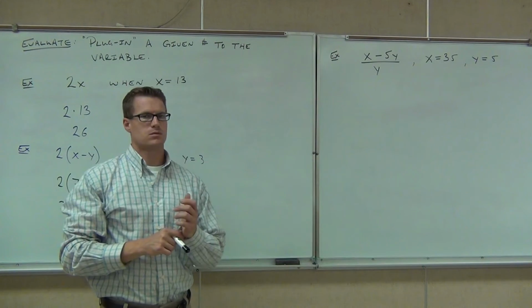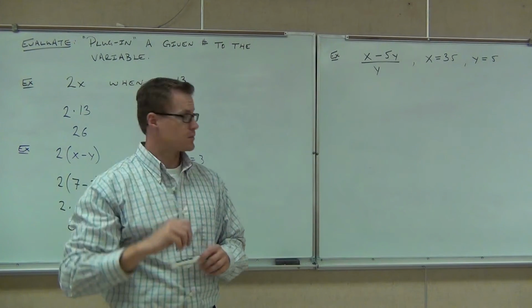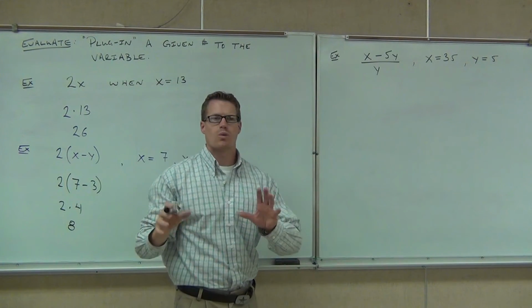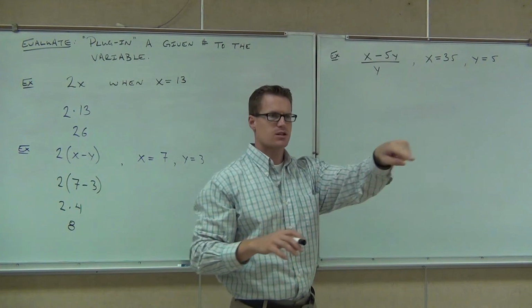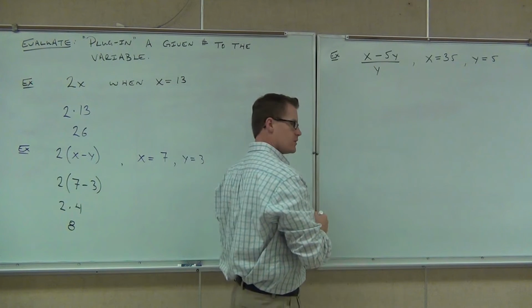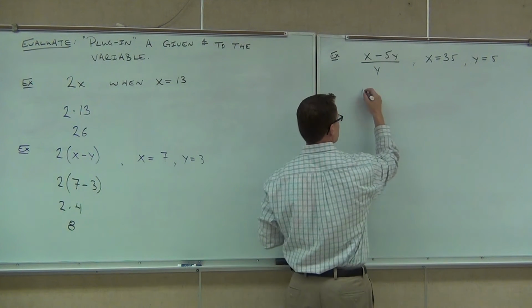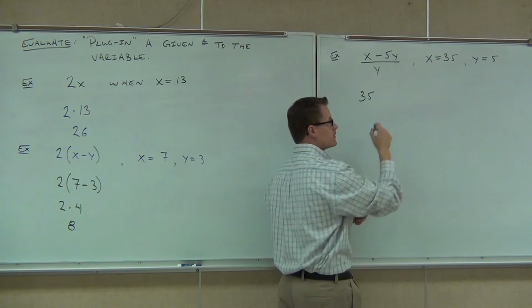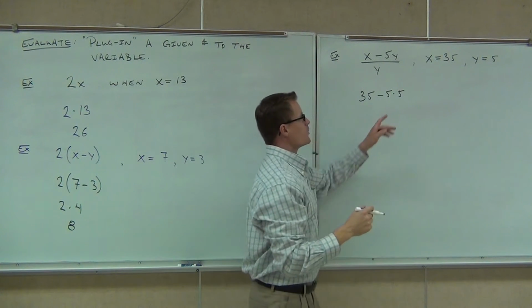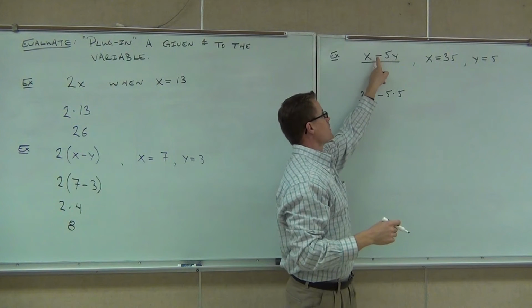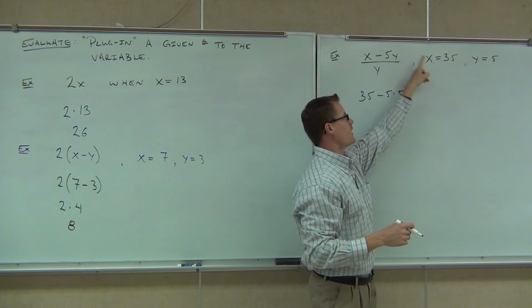Okay, tell me what to do. What first? You change the x and y. What goes where? Why don't you tell me exactly what I need to write? Someone on the left-hand side of the room over here. You guys, someone tell me exactly what I need to write right now. 35. Great, okay. The minus 5 times 5. 5 times 5, that's great. So we substitute in the 35 for the x. The minus 5 stayed the same. The 5 for the y.